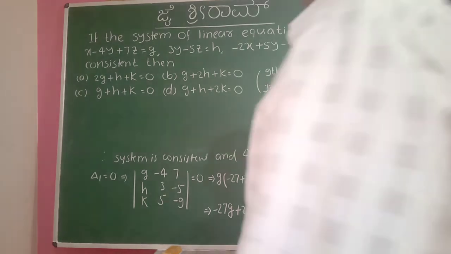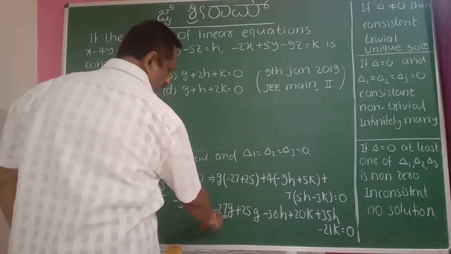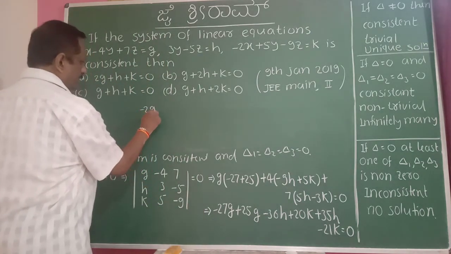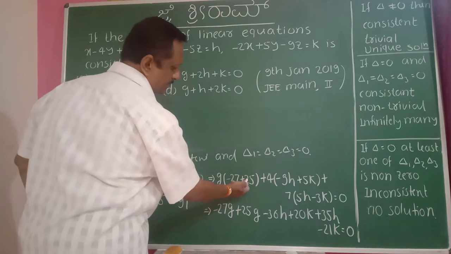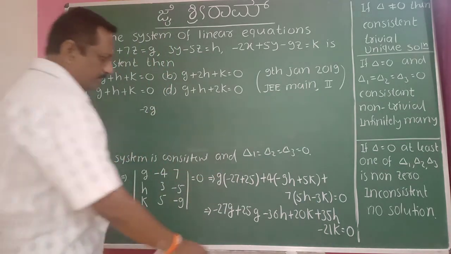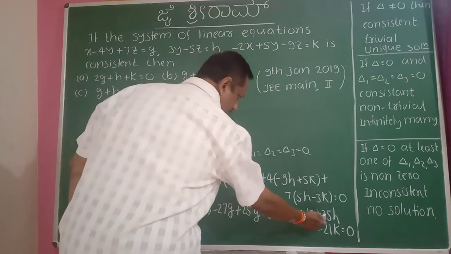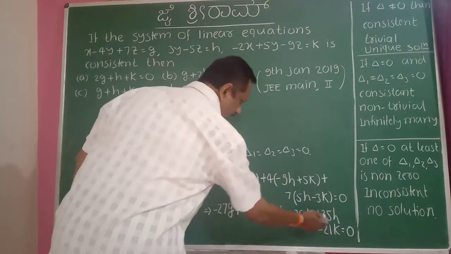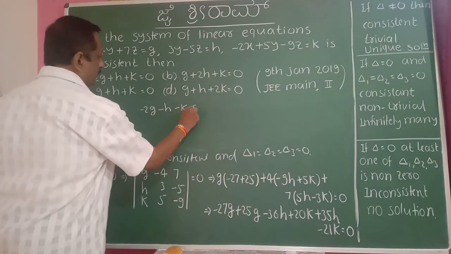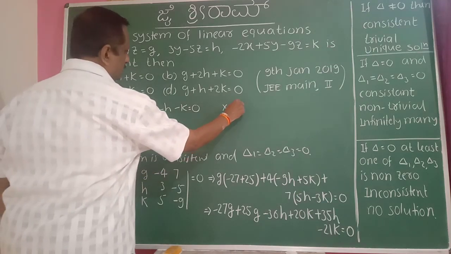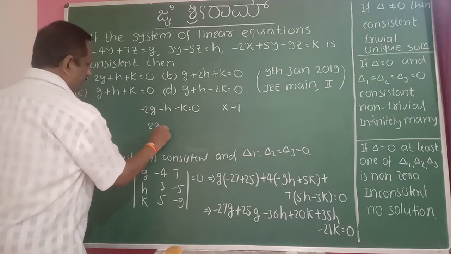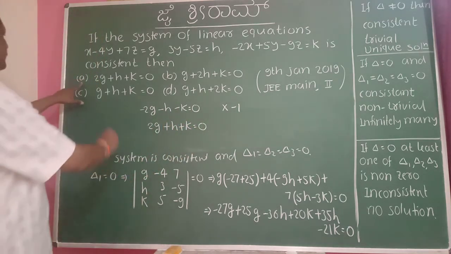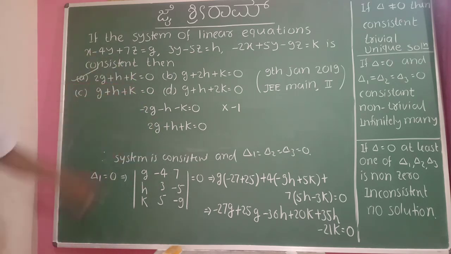So minus 27g plus 25g is minus 2g. Even directly we can subtract: minus 27 plus 25 is minus 2g. Then minus 36h plus 35h is minus h. 20k minus 21k is minus k, equal to 0. So multiplying both sides by minus 1, it gives 2g plus h plus k is equal to 0. So the first option is correct: 2g plus h plus k is equal to 0.